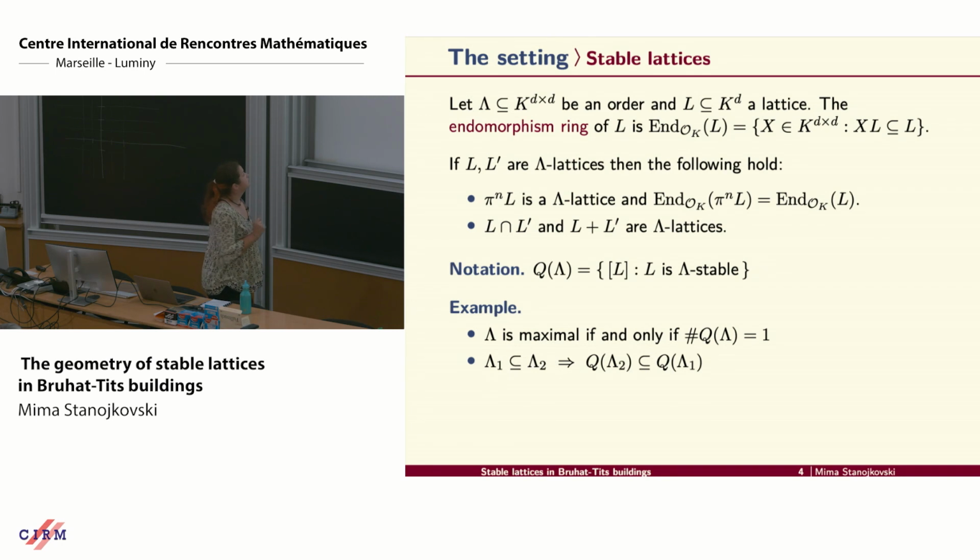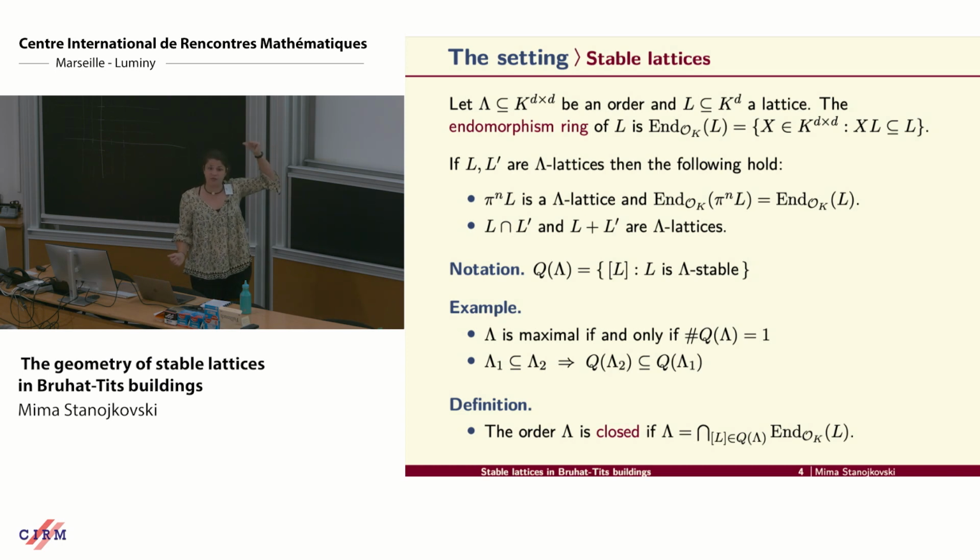So in particular, as an example, Λ is maximal if and only if the collection of stable homothety classes has cardinality 1. So you can think of maximal orders to be the same as endomorphism rings of lattices. And a property that we have is that if an order Λ_1 is contained in Λ_2, once we take the stable lattices, this inclusion reverses.